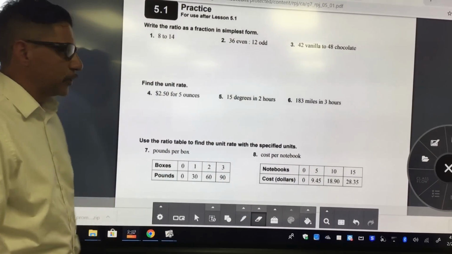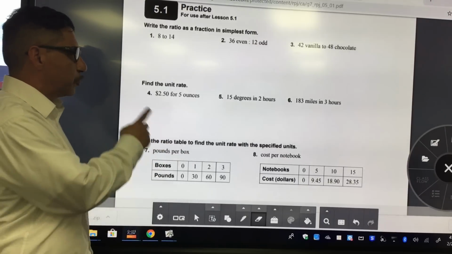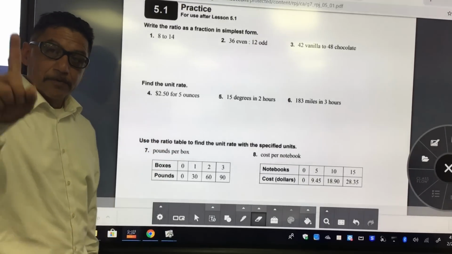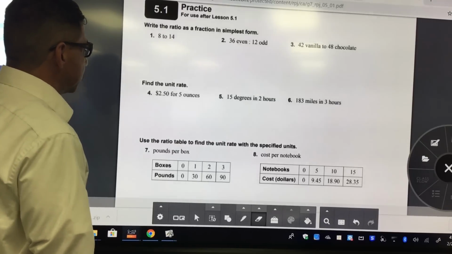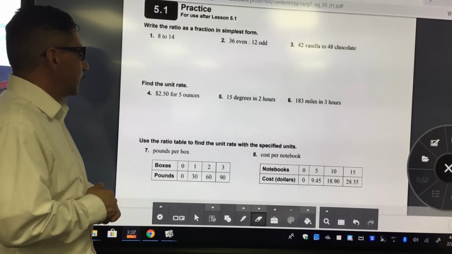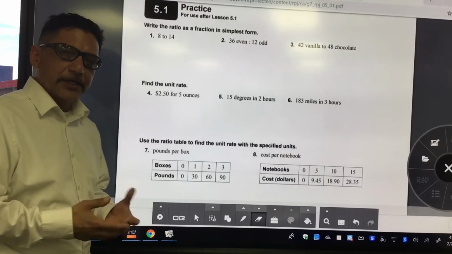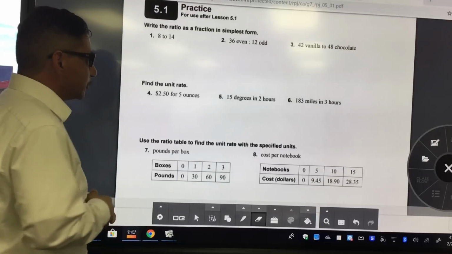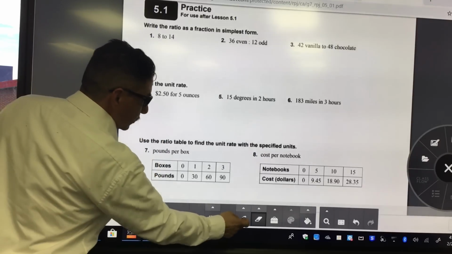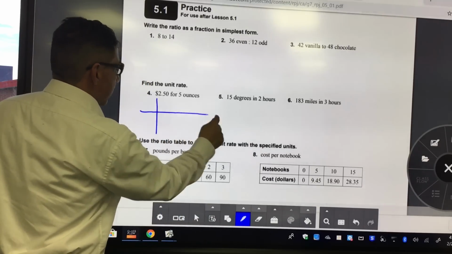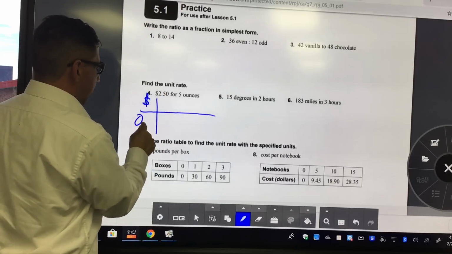And welcome back, guys. Now we're going to do numbers 4, 5, and 6. And in this case, what we are going to do is we are going to find the unit rate, which means one of the units right here that we have. So in the first one, we have a rate of $2.50 for 5 ounces. So the question then is, how much is each ounce? So let's set up our unit rate table. So here is our table. On the top, we're going to put our dollars, and on the bottom, we're going to put the ounces.